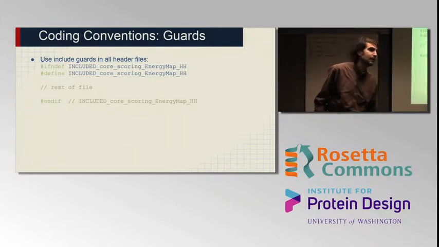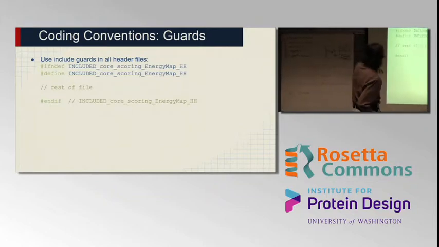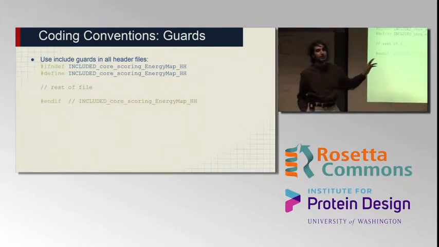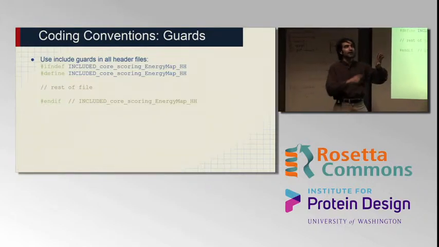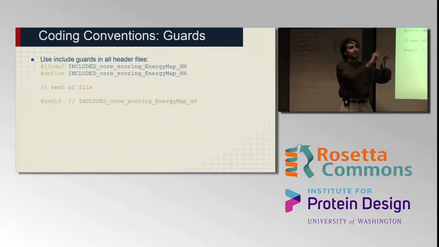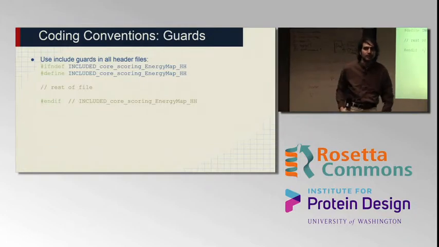Header files are surrounded by these guards, and they ensure that the header file is only compiled once, the first time that it's included. If you've got file A that includes file B and also includes file C, and file C also includes file B, the compiler is going to encounter file B twice. The second time through, it should say, oh, I've already compiled this. I'm not going to try and compile this again. So these guards help ensure that.